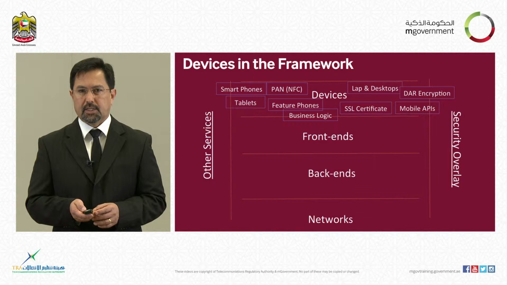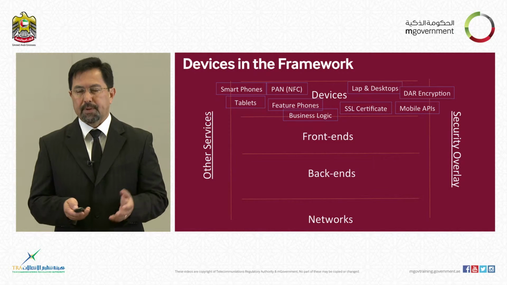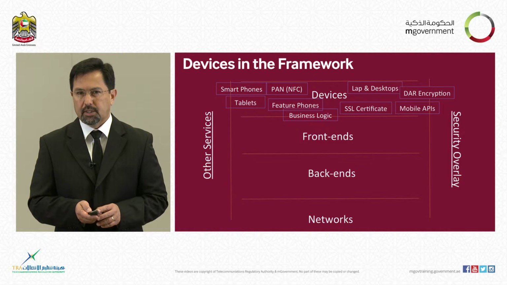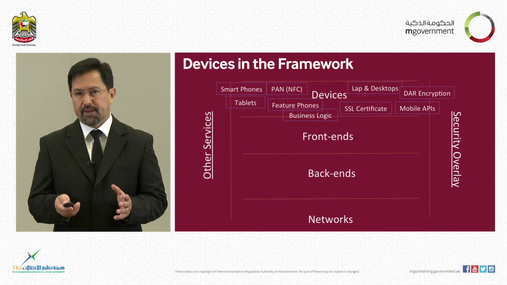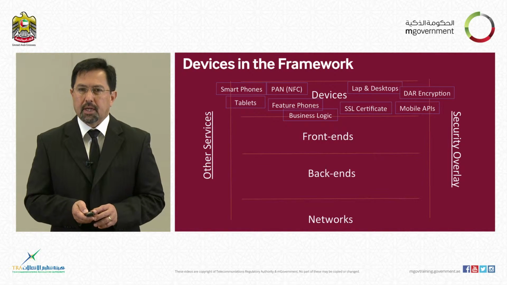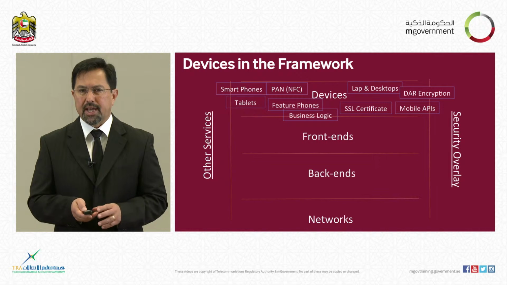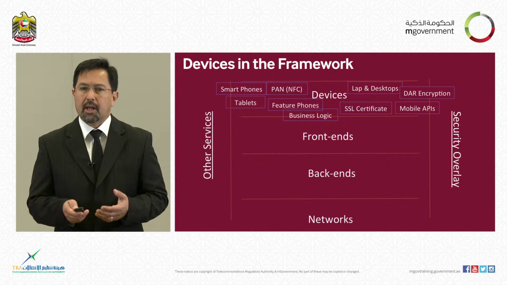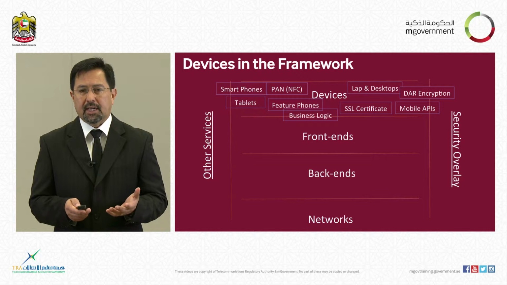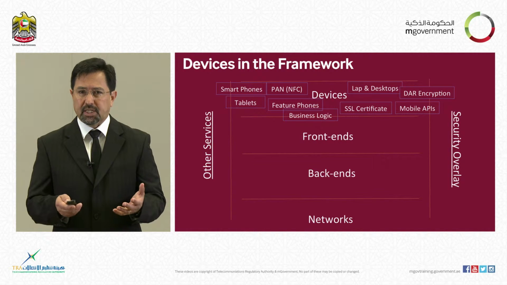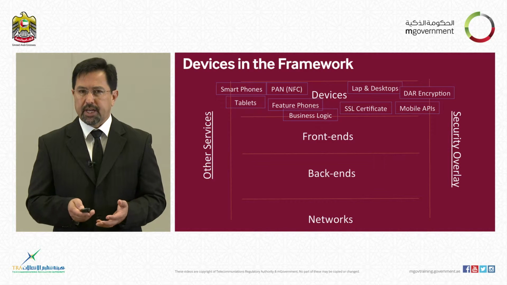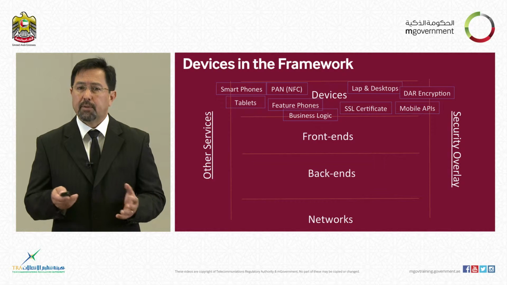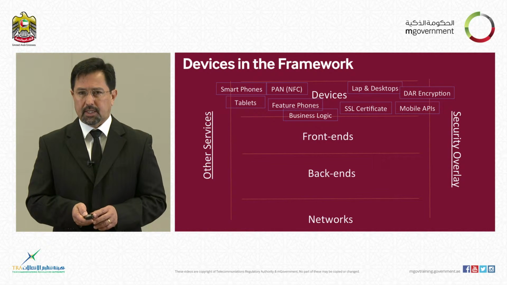So let's start with the devices. You'll see smartphones. You would expect to see that there, tablets. But what about personal area network and near-field communications? The feature phones, SSL certificates, laptops and desktops, encryption, mobile APIs, business logic. These are actually things that you would associate with the devices, particularly when we're talking about mobile devices that are going to have native and HTML5 applications that are going to have business logic and near-field communications kinds of capabilities, and are also going to need to be able to communicate over an encrypted channel, and that's why we have the SSL certificate listed there.